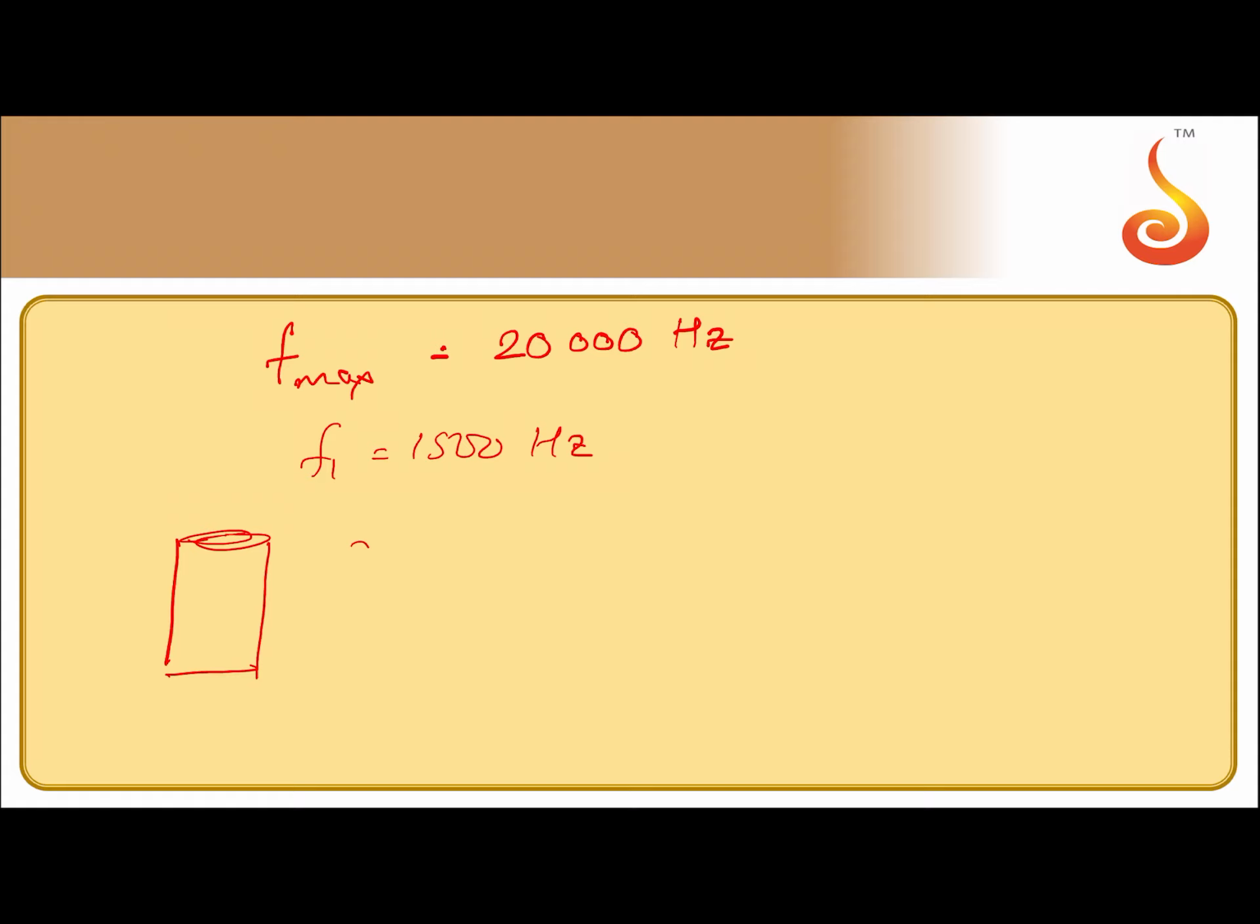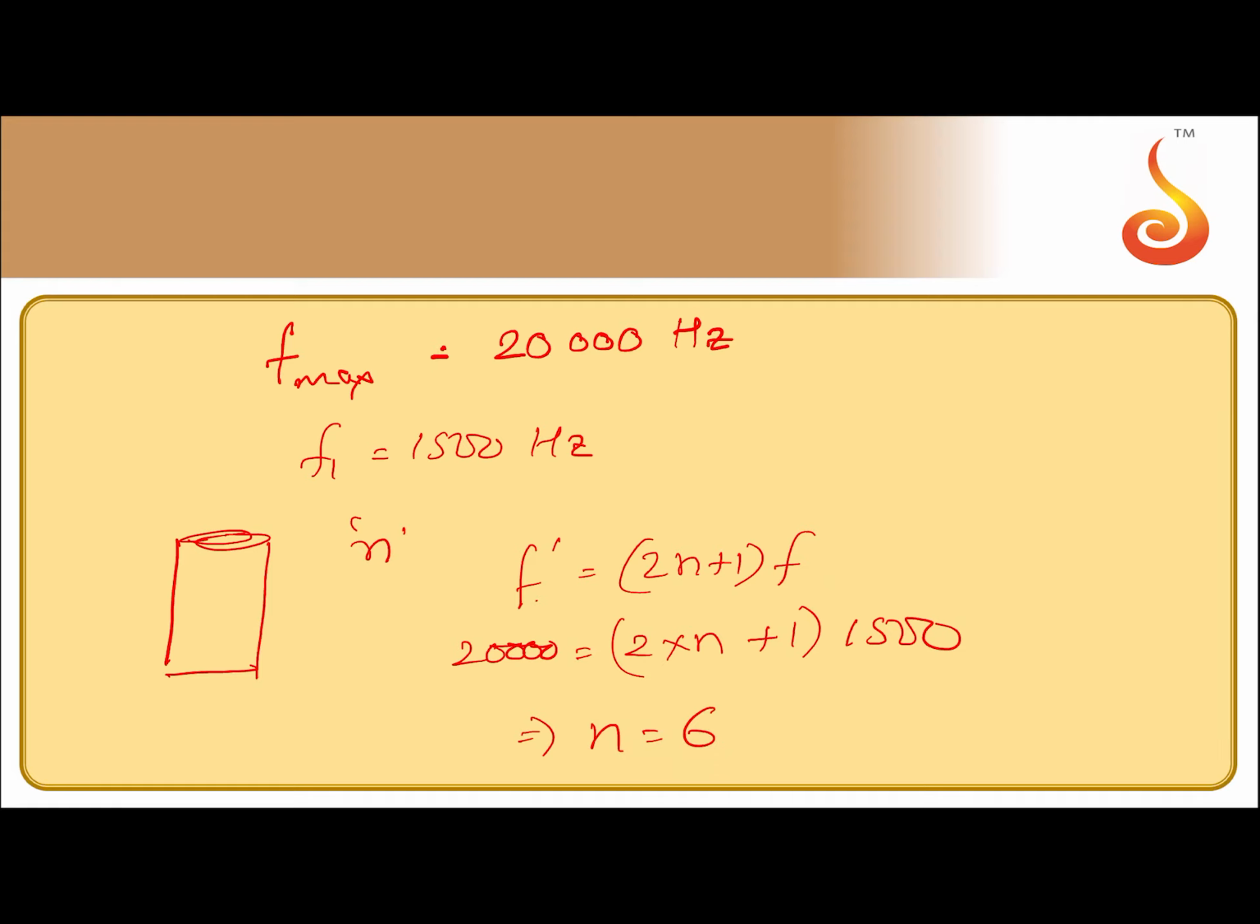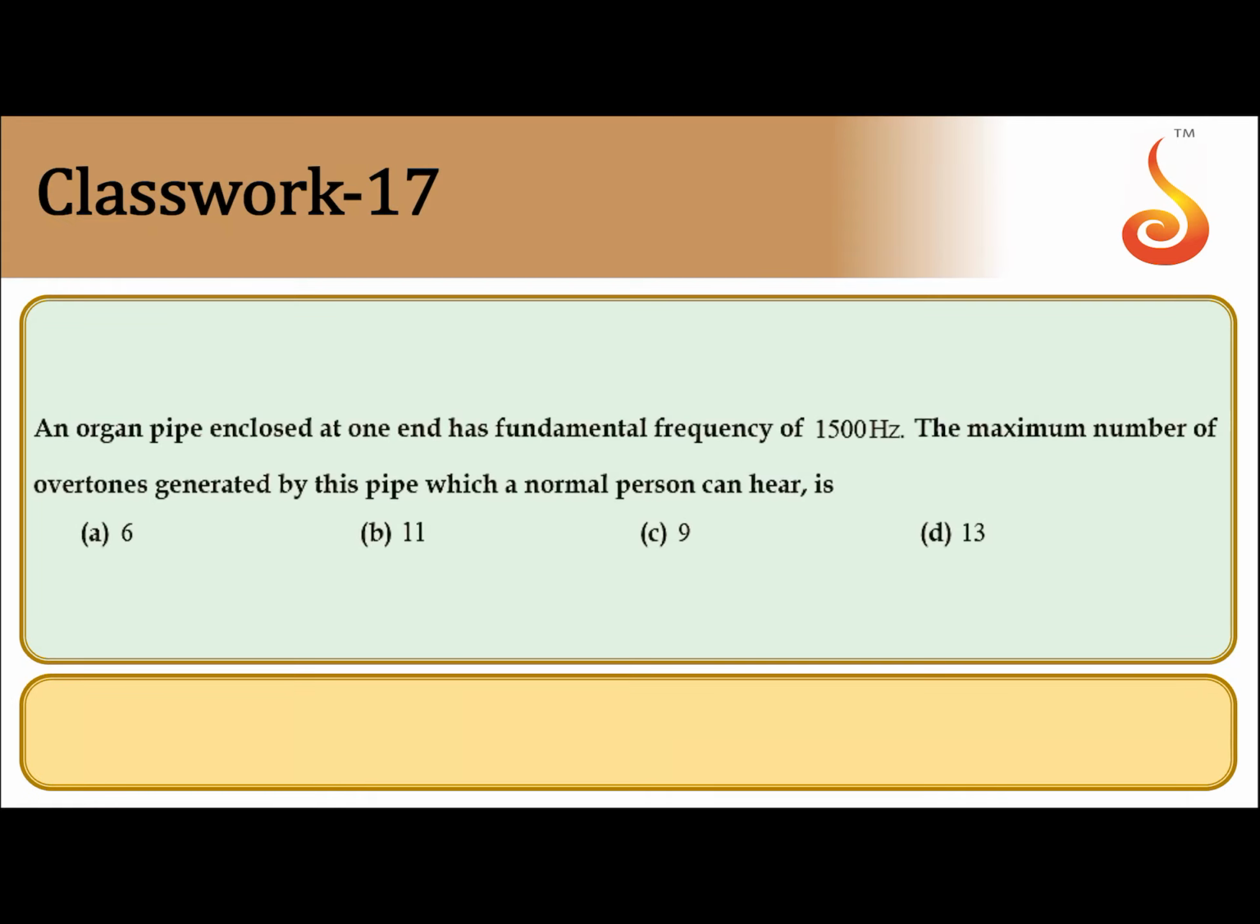And let n represent the overtone, then the frequency corresponding to nth overtone is given by 2n plus 1 into f. So for the maximum number of overtones, 20,000 is equal to 2n plus 1 into f, that is 1500, which gives us n is equal to 6. A is our correct choice.